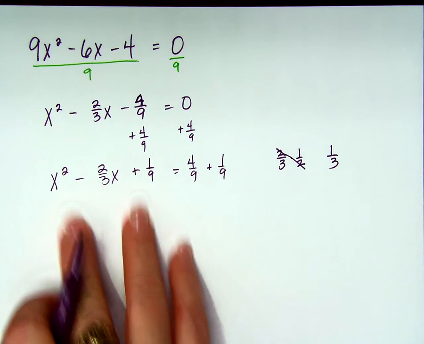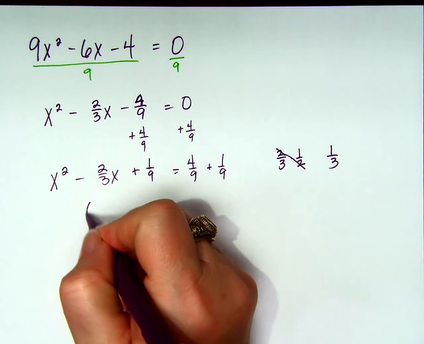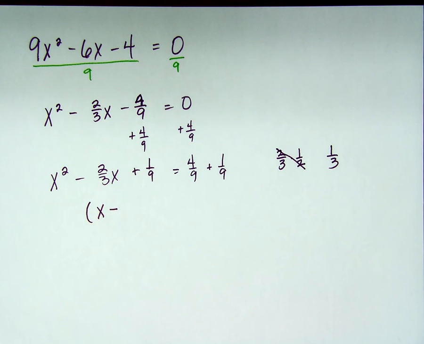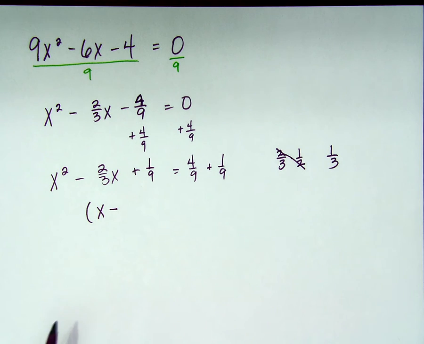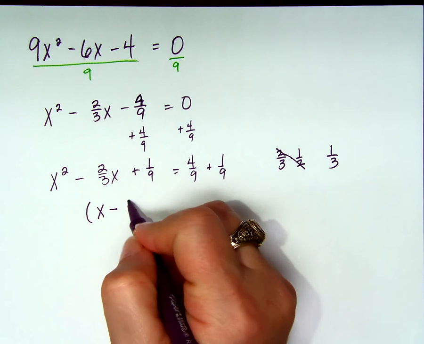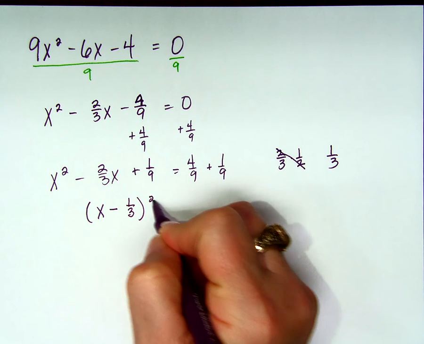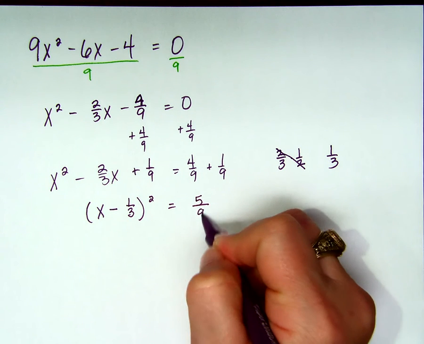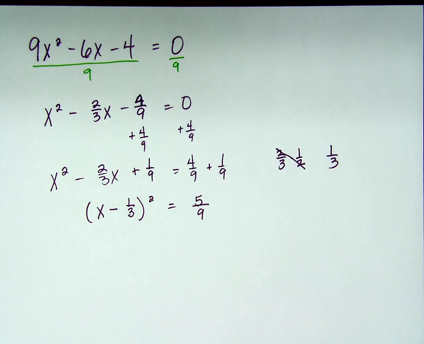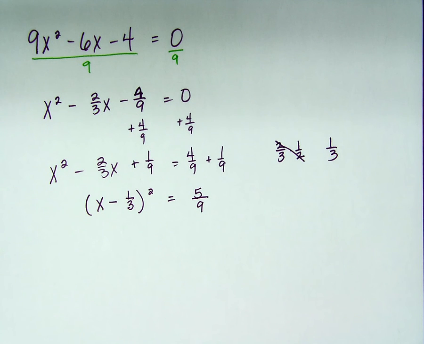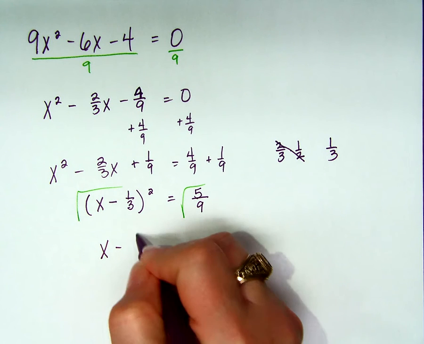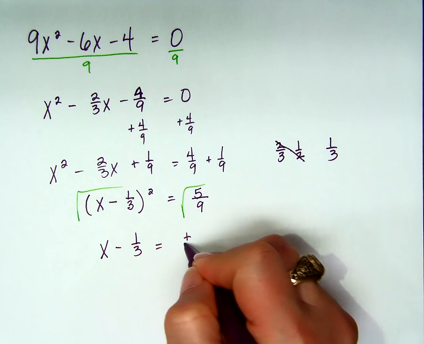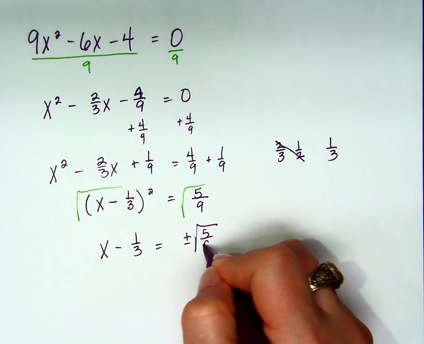I take my trinomial and write it as my binomial. X minus what? Either half of this or the square root of this. 1/3 equals 5/9. How do I solve it from here? Good. X minus 1/3 equals plus or minus the square root of 5/9.